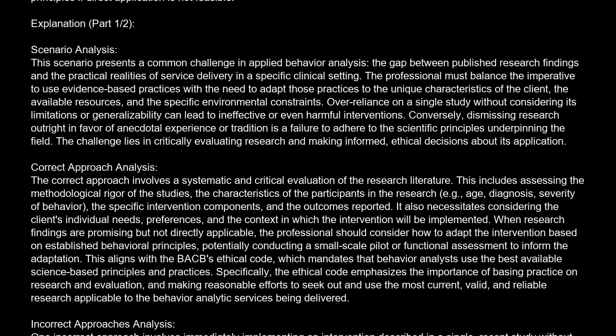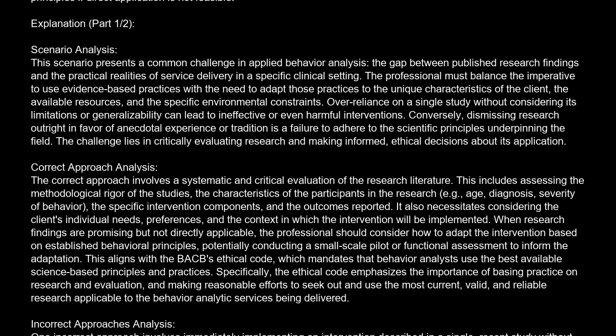Correct approach analysis. The correct approach involves a systematic and critical evaluation of the research literature. This includes assessing the methodological rigor of the studies, the characteristics of the participants in the research, e.g., age, diagnosis, severity of behavior, the specific intervention components, and the outcomes reported. It also necessitates considering the client's individual needs, preferences, and the context in which the intervention will be implemented.